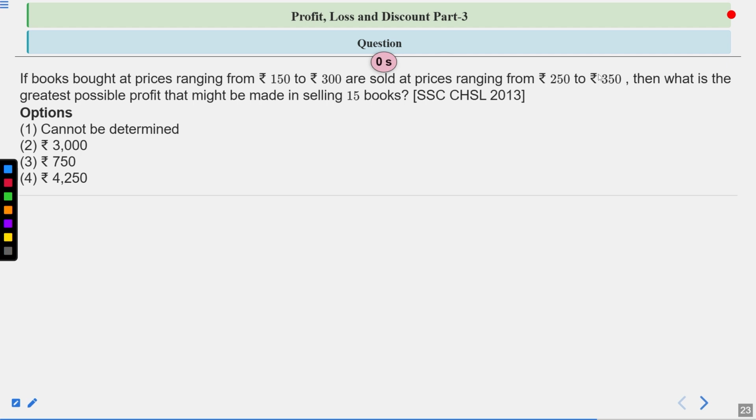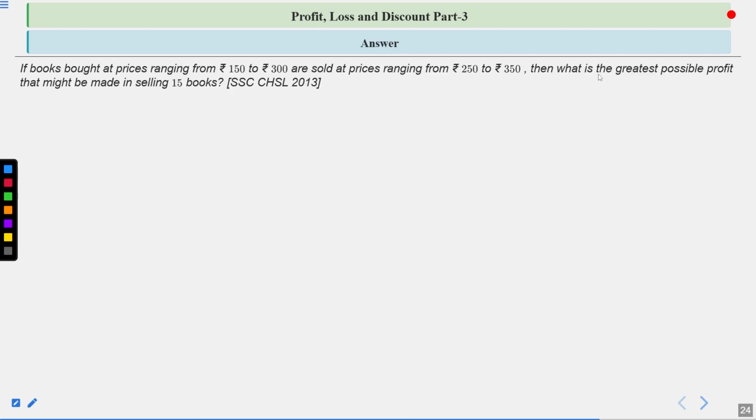Now time's up. Let's see the solution of this question. The question says that a book is bought at a price ranging from 150 to 300 rupees and sold at a price ranging from 250 rupees to 350 rupees. Now we need to calculate the greatest possible profit. So when we need to calculate the greatest possible profit, the cost price should be minimum and the selling price should be maximum, then we get the greatest profit.